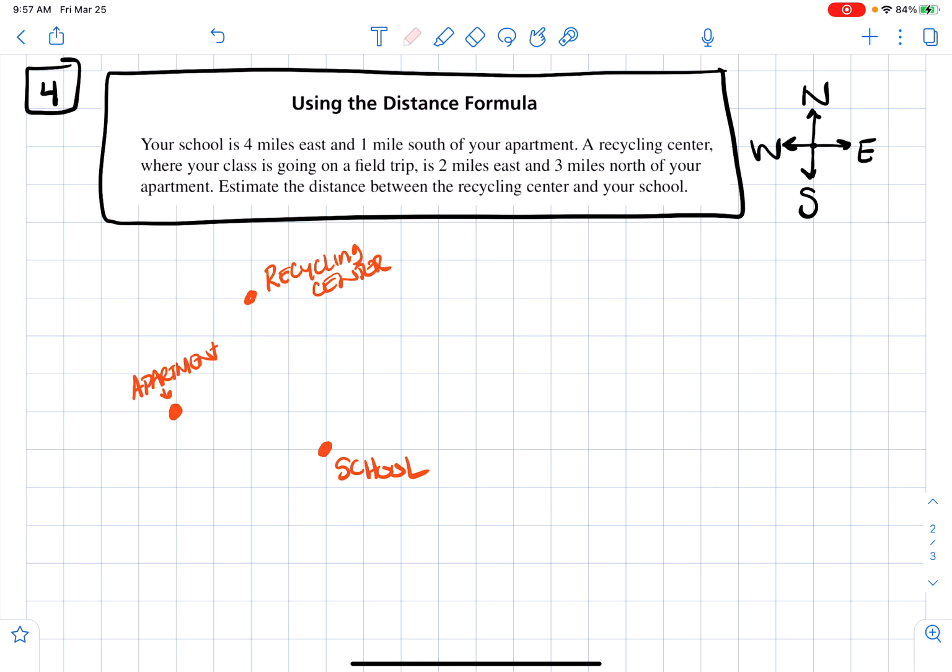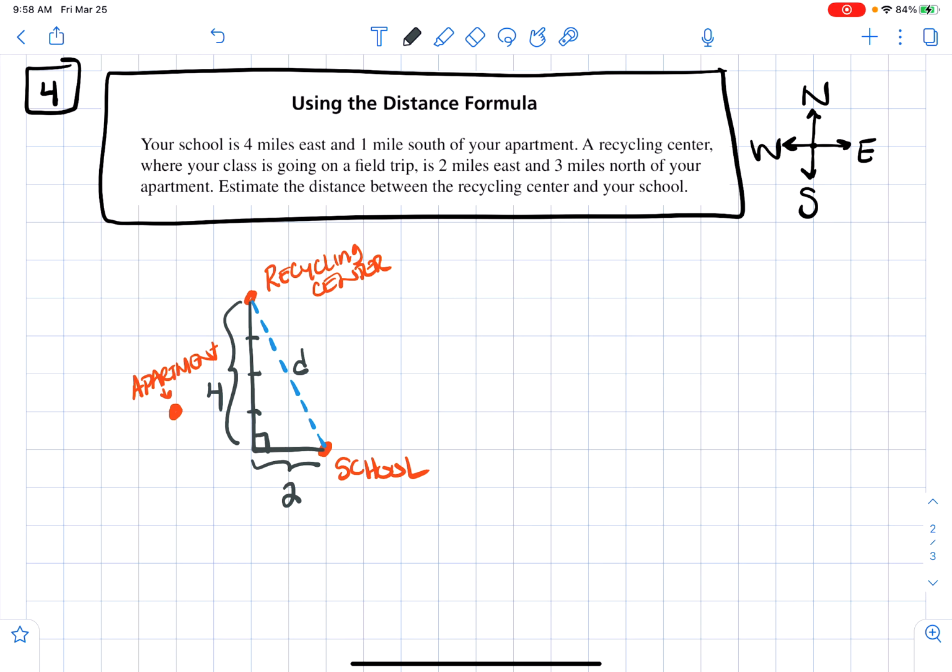Okay, so what they really want us to know is what is this distance right here? Let's estimate that. I'm going to do this for you 2 ways. The first way is just using what I know about right triangles and looking at it. If I were to make a right triangle from this, this would be the right triangle that I would make, and the distance here is the thing that I'm looking for. So this distance is 2 miles, and this distance is 1, 2, 3, 4 miles.